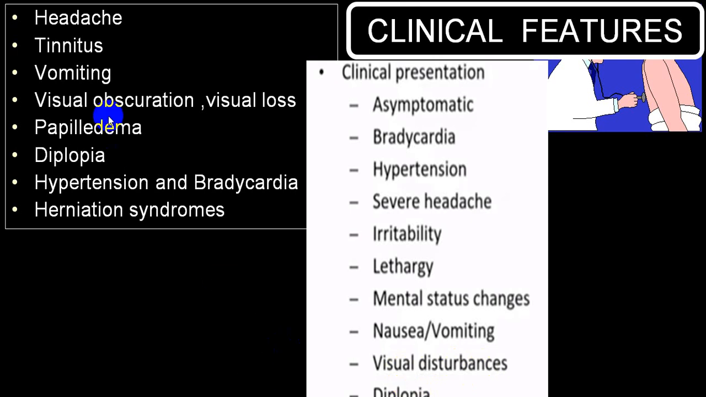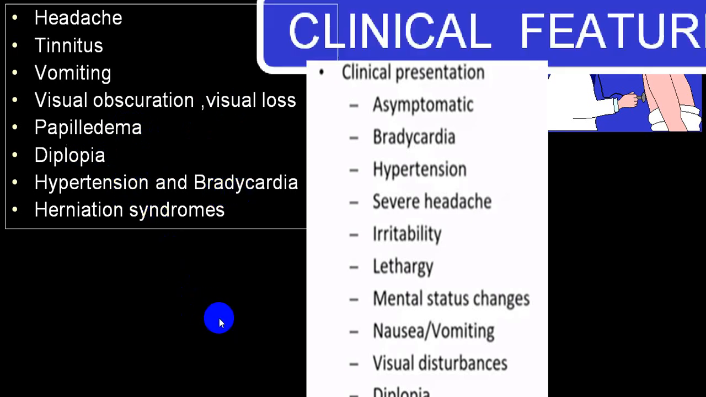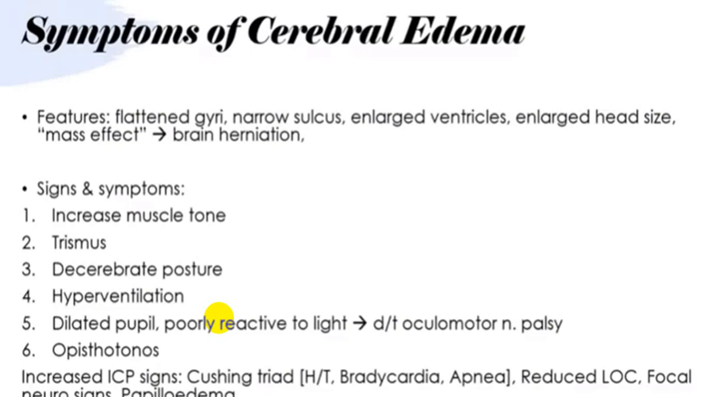So that will be all the things that will be happening: headache, tinnitus, vomiting, visual disturbances, visual loss, papilledema, diplopia, hypertension followed by bradycardia, and herniation syndromes. This will be all the different groups which will be the presentation. The most common presentation we already mentioned, because of raised intracranial pressure, will give rise to headache, vomiting, and blurred vision.